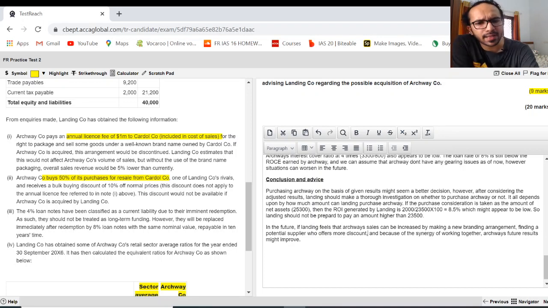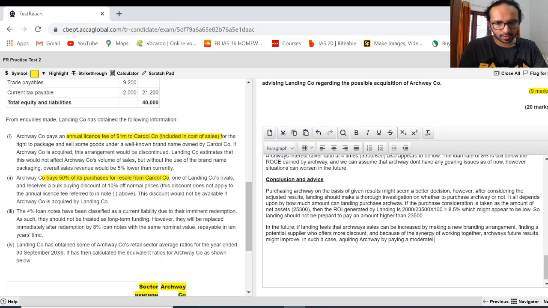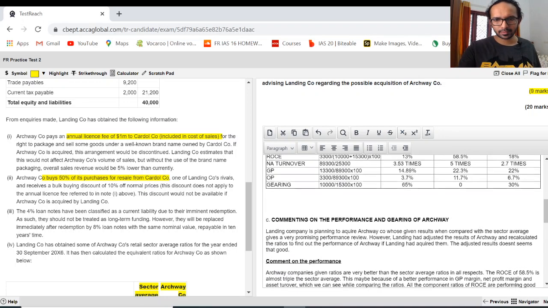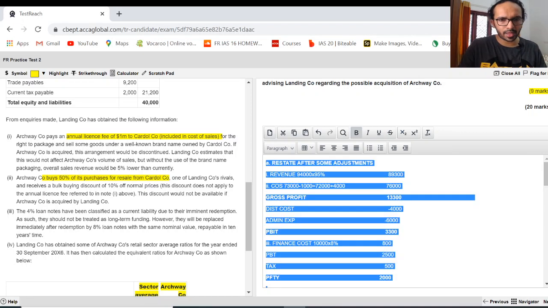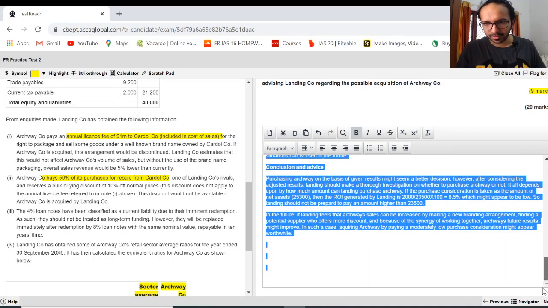So in the future, if Landing feels that Archway's sales can be increased by making a new branding arrangement, finding a potential supplier who offers more discount, and because of the synergy of working together, Archway's future results might improve. In such a case, acquiring Archway by paying a moderately low purchase consideration might appear worthwhile. Clear? That's it. We are done.